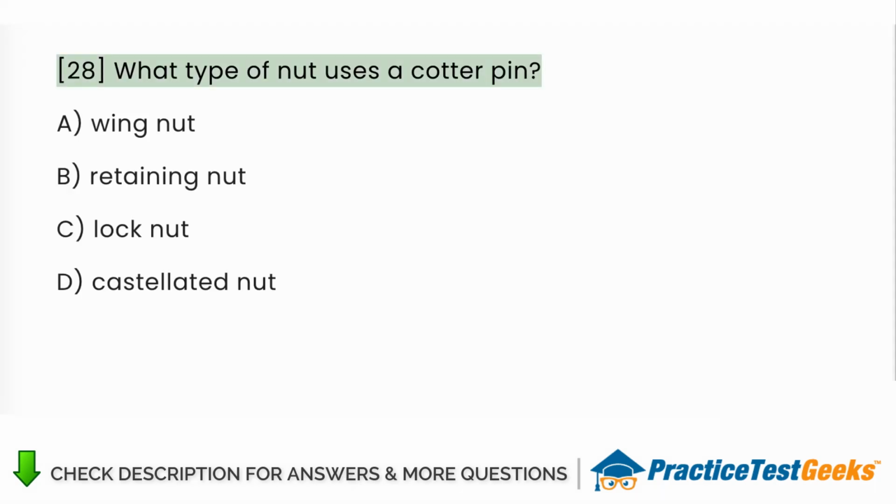What type of nut uses a cotter pin? A. Wing nut. B. Retaining nut. C. Lock nut. D. Castellated nut.